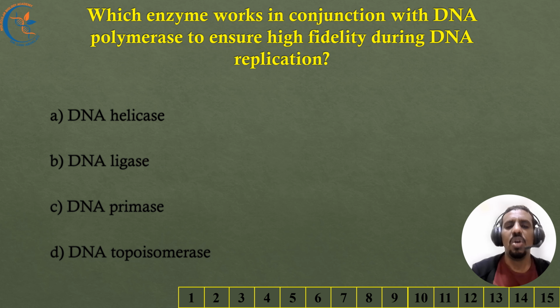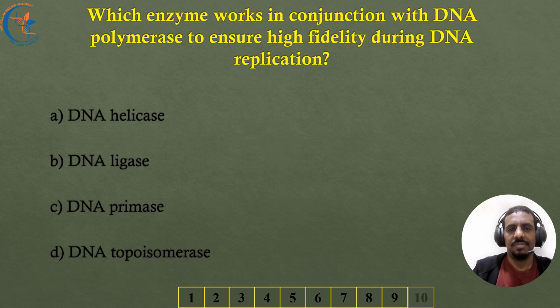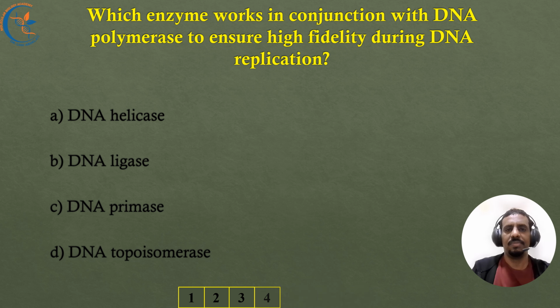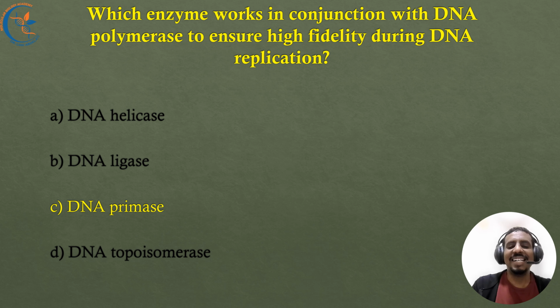Okay, the next question here. Which enzyme works in conjunction with DNA polymerase to ensure high fidelity DNA replication? All right, the correct answer is DNA primase. DNA primase synthesizes RNA primers, which are necessary for DNA polymerase to start DNA synthesis, ensuring high fidelity during DNA replication. All right, let's move on.